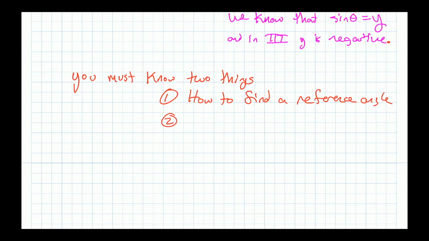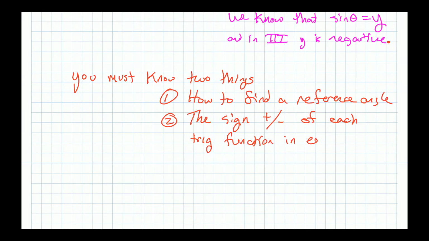And number two, whether or not the trig function you're looking for is positive or negative. I'm just going to say the sign, plus or minus, of each trig function in each quadrant. And if you know those two things, then you should be able to do this entire section.